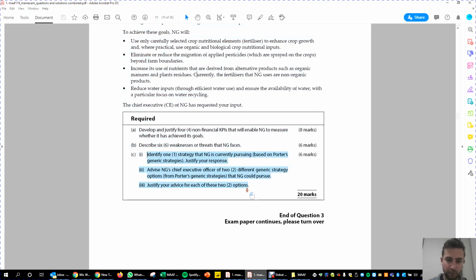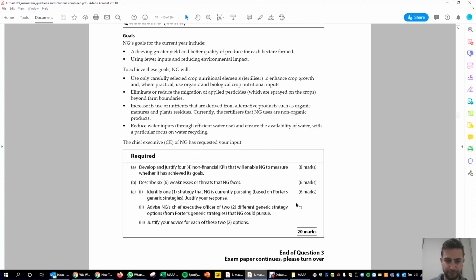And then for part C, we need to identify 1 strategy that they're pursuing under Porter's generic strategies. Number 2, advise the CEO of 2 different generic strategy options that they could pursue. And number 3, justify your advice for each of those 2 points.